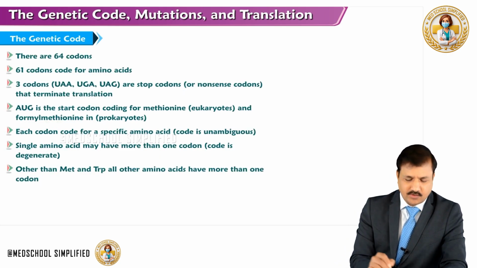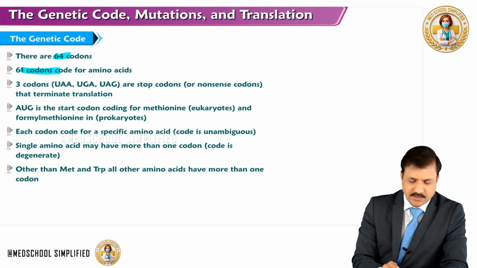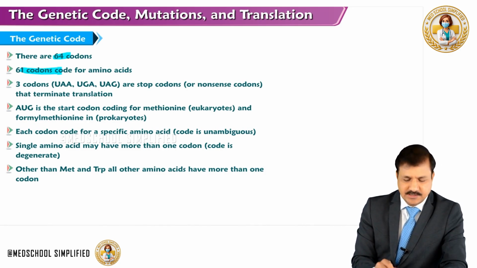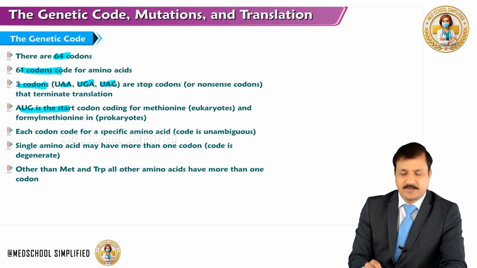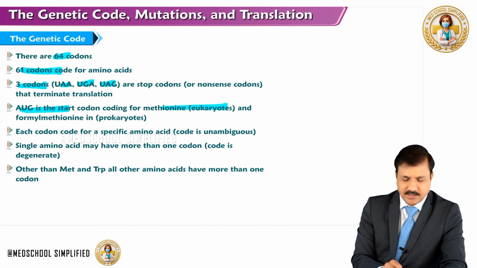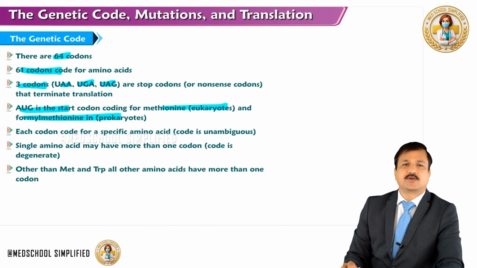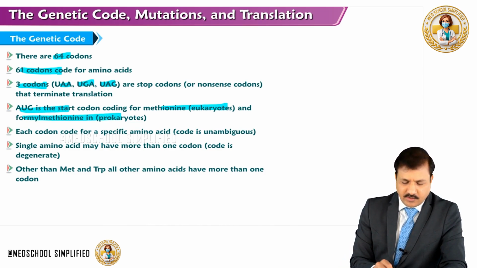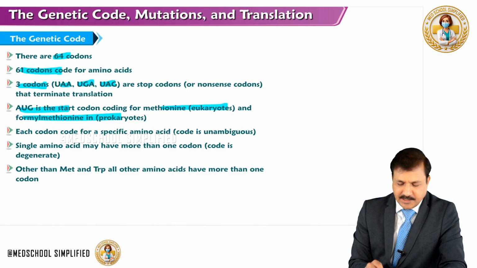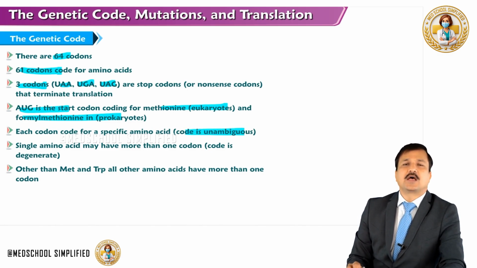There are 64 codons. 61 codons code for amino acids and 3 codons are nonsense codons, and they are UAA, UGA and UAG. AUG is the start codon coding for methionine in eukaryotes, whereas it codes for formyl methionine in prokaryotes. Each codon codes for a specific amino acid, meaning that the code is unambiguous.